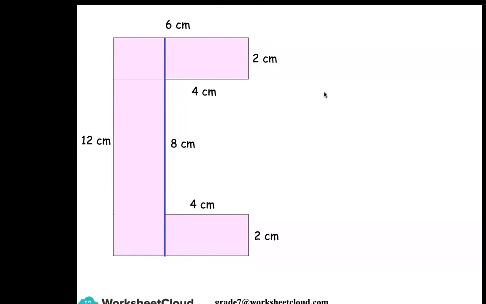So here you can see that you've got 24 centimeters squared for the vertical rectangle, 12 times 2. So you would have had to work out that width of 2 centimeters based on the other information given on the diagram. You could have worked out 2 times 4 is 8 centimeters squared for the top right rectangle, and the bottom right rectangle would have been exactly the same.